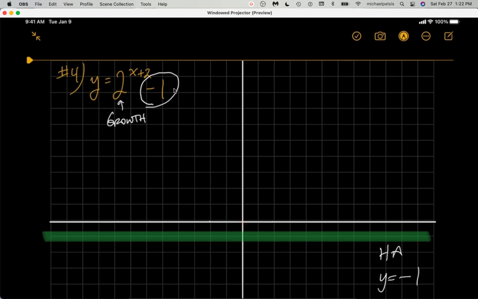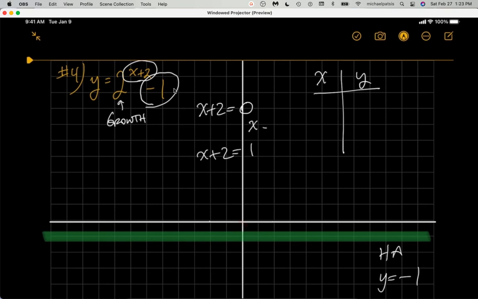Okay. Here, we're going to be strategic. We're going to take this entire construct, and we're going to set it equal to 0, and we're going to set it equal to 1. When we set it equal to 0, we get x equals -2. And we set it equal to 1, we get x equals -1. These are the x values we're going to work with.